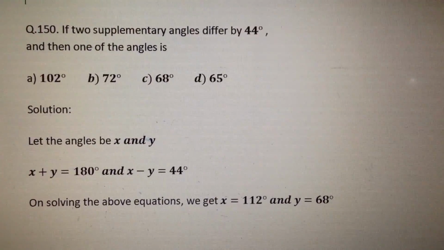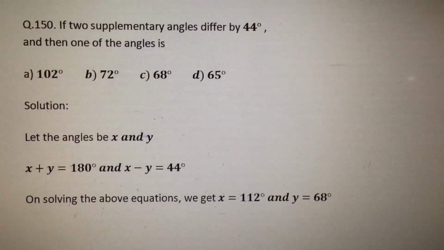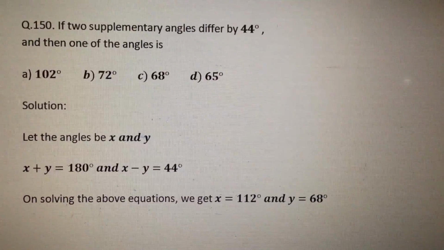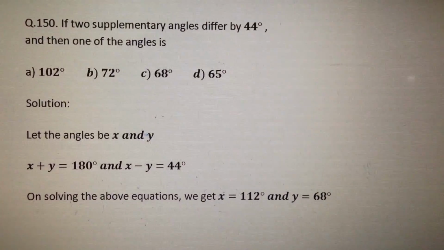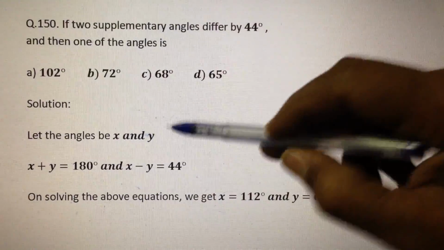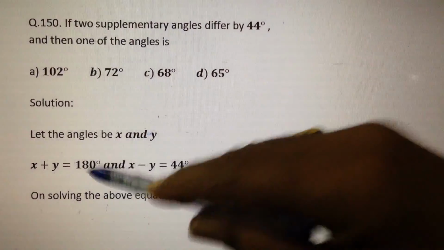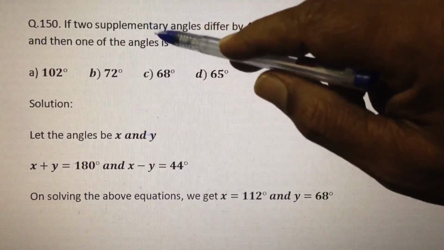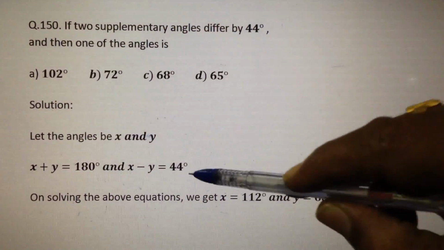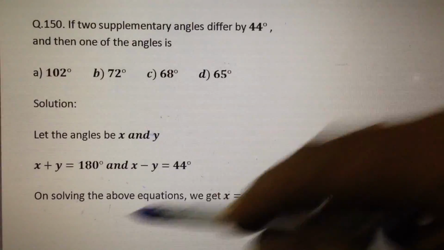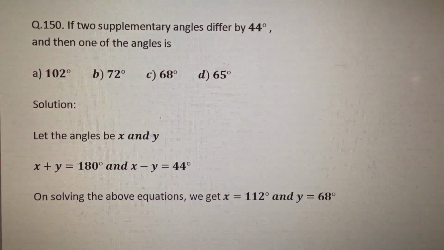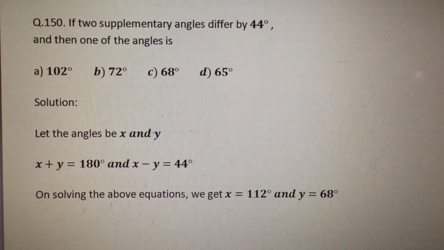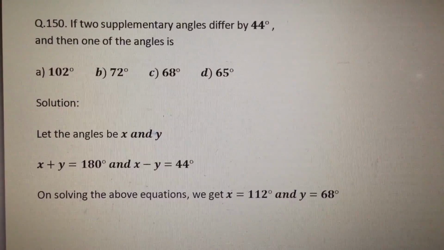If two supplementary angles differ by 44 degrees, then one of the angles is. We know that sum of the supplementary angles is equal to 180 degrees. Let us assume the angles be x and y. Therefore, x plus y is equal to 180 and x minus y is equal to 44, because if supplementary angles differ by 44 degrees, x minus y is equal to 44. Now, after solving these two equations, we get the values of x and y. Therefore, we get x is equal to 112 and y is equal to 68. Therefore, our answer is option C.